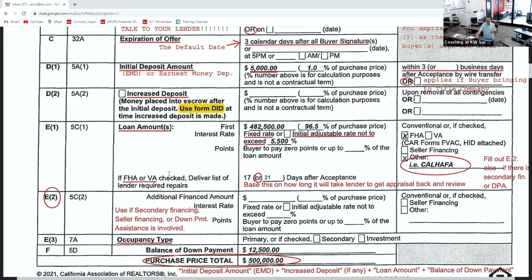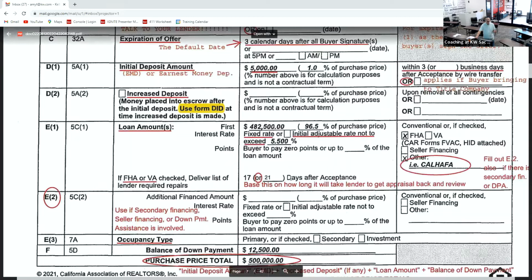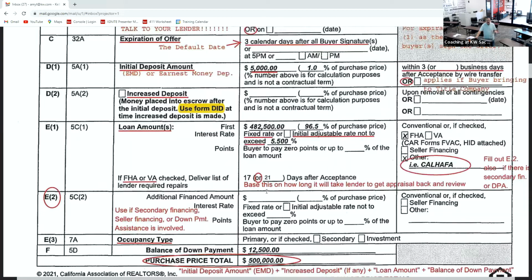Again, I talked earlier about talking to the loan agent and getting some details. Whether it's conventional, FHA, or VA, doesn't matter. You want to have a conversation with your loan officer and see what's going on in their business. Because a loan officer will tell you, there's no way I can get this thing funded or appraised and underwritten and ready to close in anything less than 21 days. Well, this defaults to 17 days.